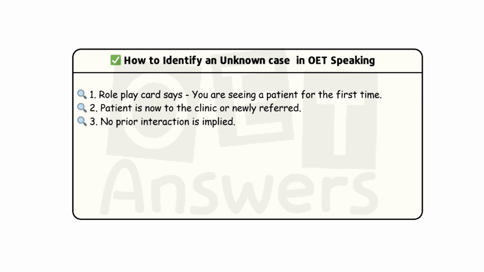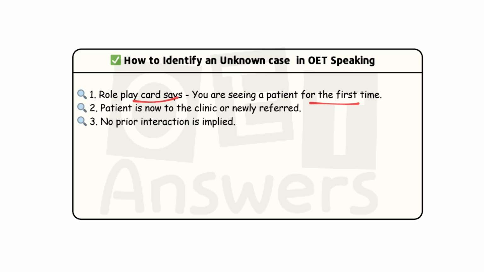So think that you have a role play card in your hand. Your role play card says you are seeing a patient for the first time. In this scenario, first three lines will be there, right? Before the task, you can see a scenario or the background. There you can clearly see you are seeing the patient for the first time. So this is visibly what they are telling.